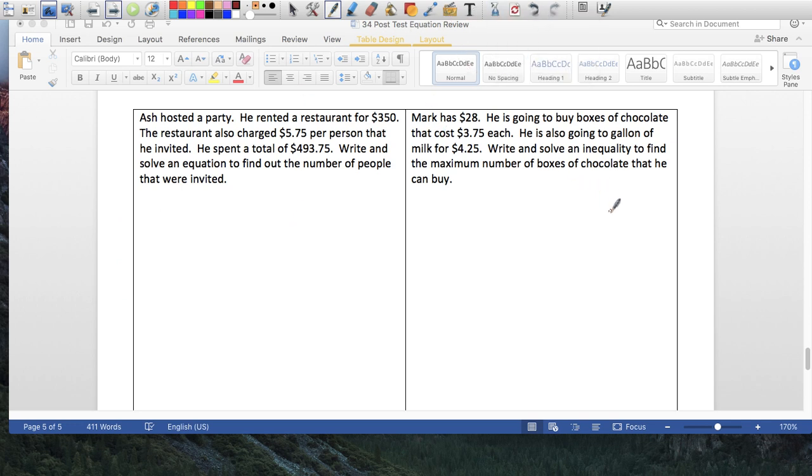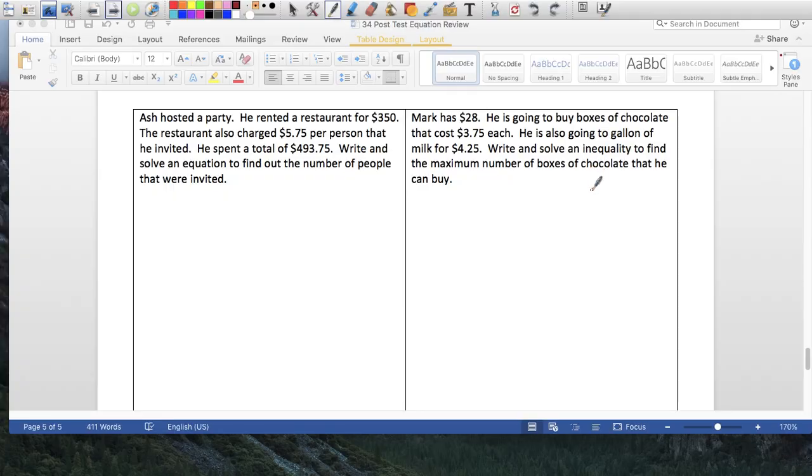And finally, last question. Mark has $28. He's going to buy boxes of chocolate that cost $3.75. He's also going to buy a gallon of milk. Write and solve an inequality to find out the maximum number of boxes of chocolate that he can buy. Okay, so this one is an inequality.